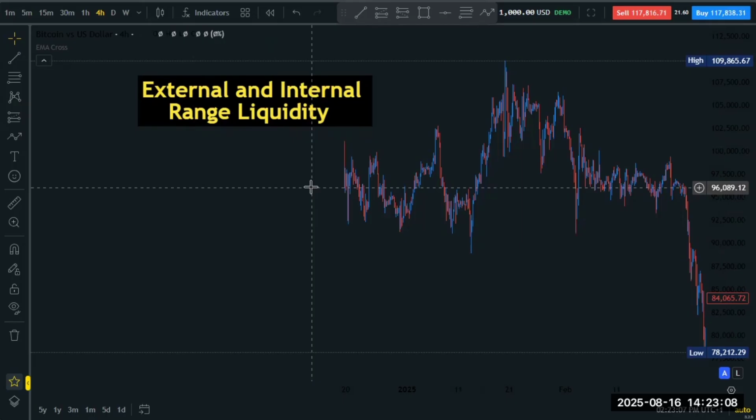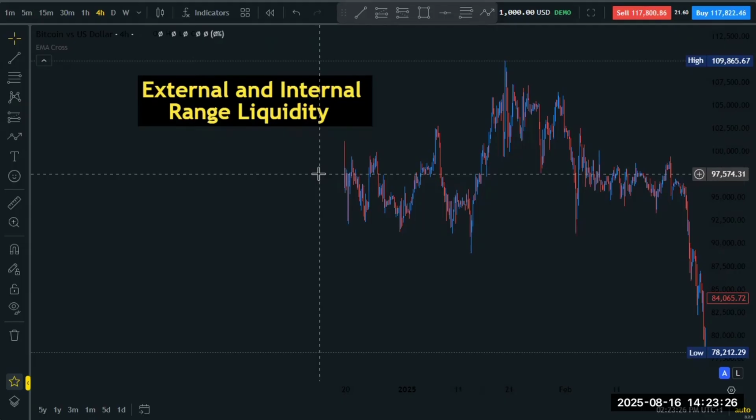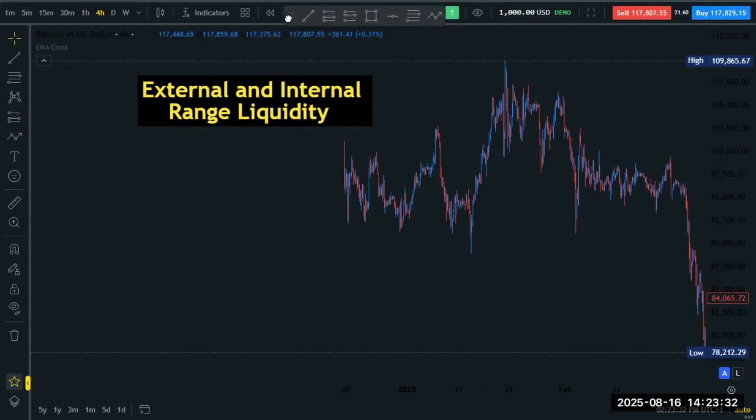And once liquidity has been sought out and market has tapped into it, it now reverses to look for another liquidity. If you understand this concept, you will see the tremendous results you are going to make in your trading journey. So what are external and internal range liquidity? I will first explain it for you, then I will show you how you can use it.